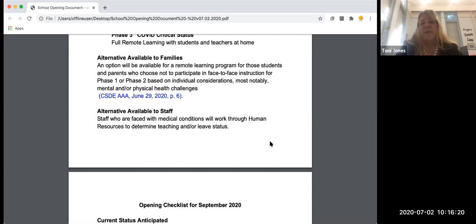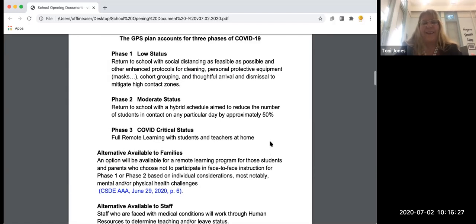Any other questions on this first phase 1, 2, or 3, or the alternative available to families? Okay, go ahead and go to the next page.